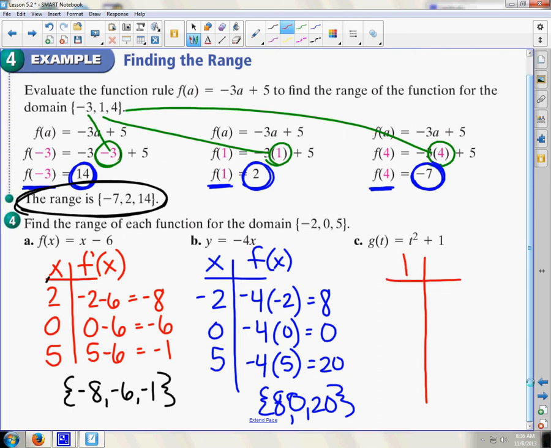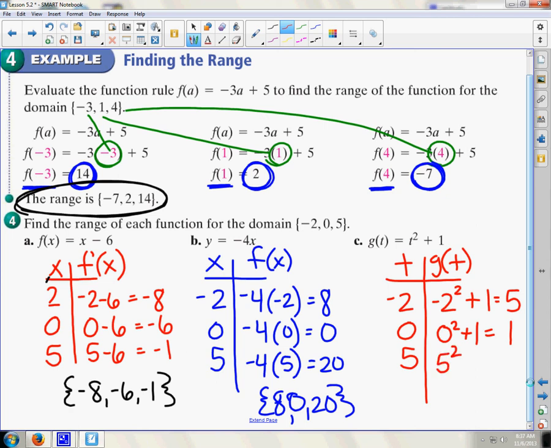Here I have t and g of t. So t is negative 2, 0, and 5. So negative 2 squared plus 1 is negative 2 times negative 2 is 4, plus 1 is 5. 0 squared plus 1 is 1. And 5 squared is 25 plus 1 is 26. So my function here is 5, 1, and 26.